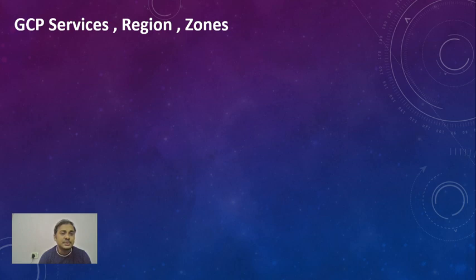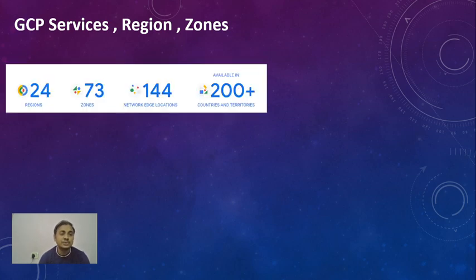Let's understand the GCP services, regions and zones. They have 24 regions, 73 zones, 144 network edge locations, and 200 countries and territories, right? I'm not going into detail on regions, zones and network edge locations because I have covered all those things in my AWS course, AWS in 4 hours, on the GYan channel.